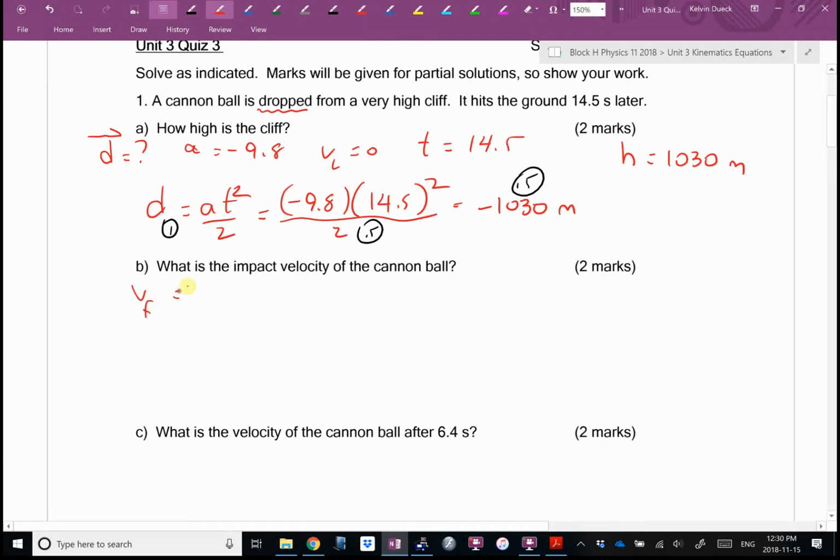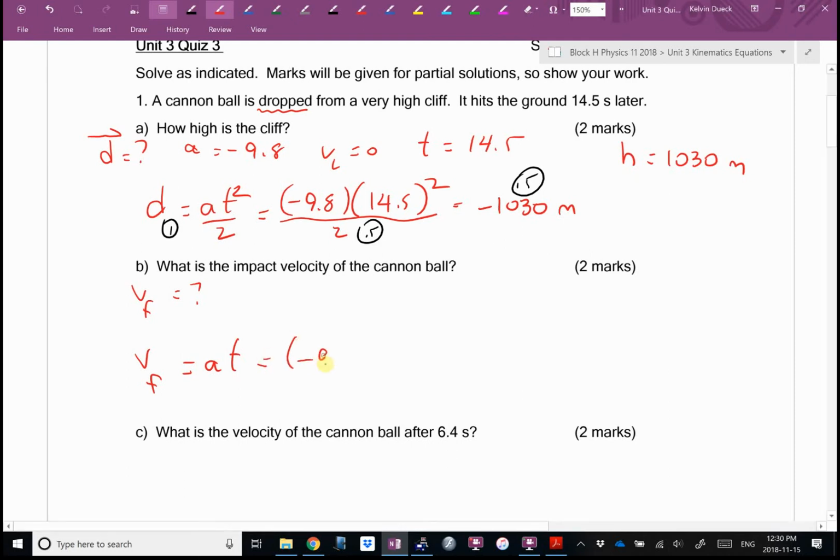Good. And impact, we're also at the bottom, the same as when we figured out how high the cliff is. So I'm not going to relist everything. I can use this data. In fact, I would probably choose to use VF equals AT. What happened to the VI? 0. Am I expecting a positive answer or a negative answer here when I hit the ground? Okay, if I get a negative, I'll smile.